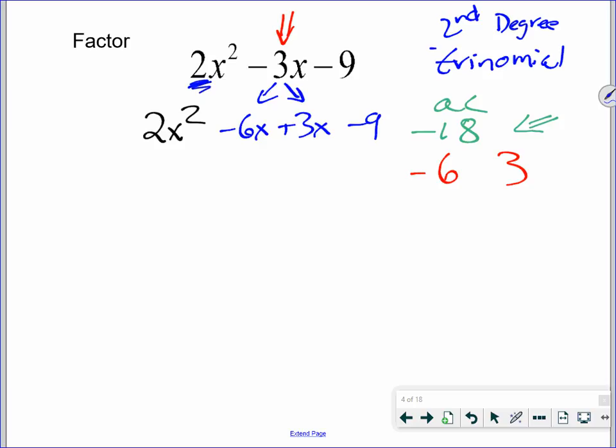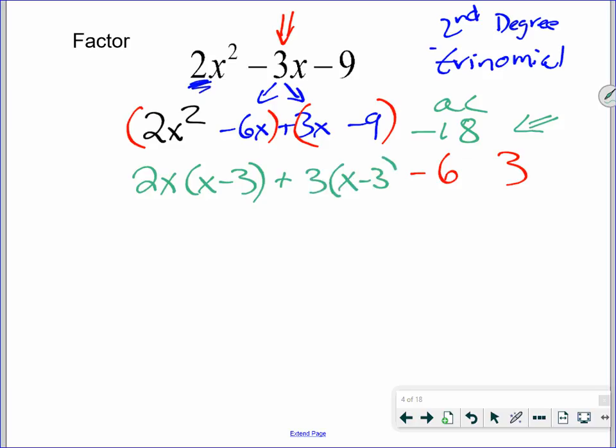So we split negative 3x. Then we're going to group the first 2 terms and the last 2 terms. And we're going to pull out the greatest common factor. The greatest common factor in the first one is 2x, and that leaves me x minus 3. The greatest common factor in the second grouping is 3, and that leaves me x minus 3. Once again, we've accomplished our goal because we have the same thing in the first and second set of parentheses.